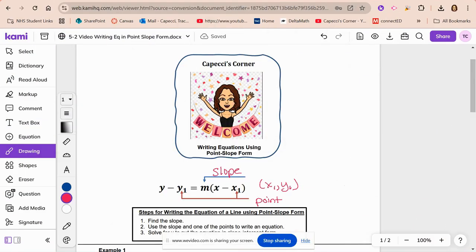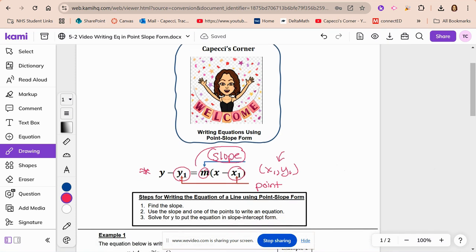Today in Capechi's Corner, we are going to be looking at writing equations using point-slope form. So here's point-slope form. y minus y1 is equal to m times the quantity of x minus x1, where m right here, that's the slope. And we have a point x1, y1. So that's where we place them here and here. And that y and the x, they just stay as part of the equation.